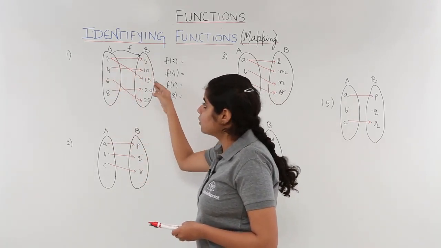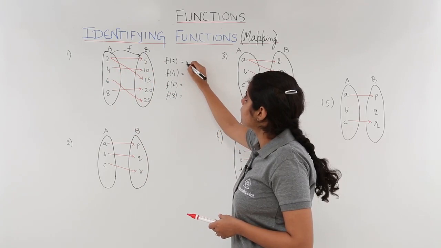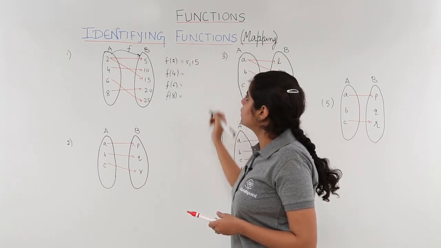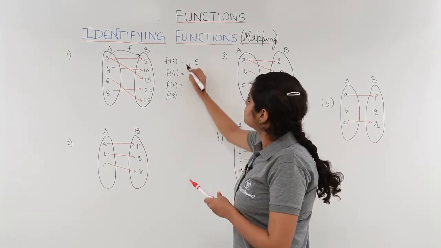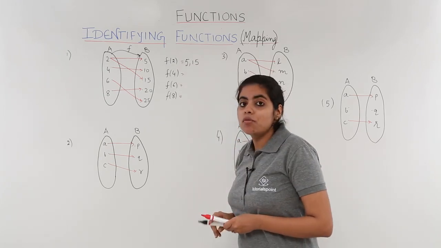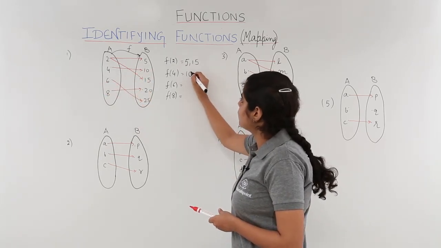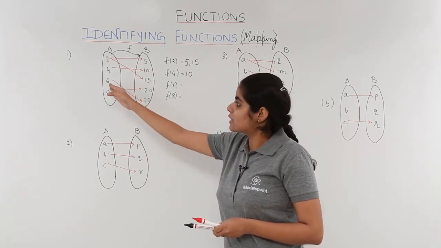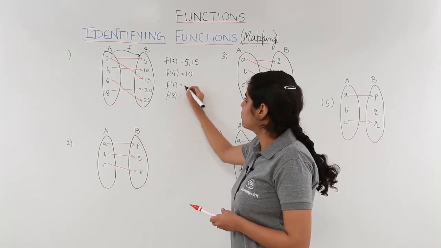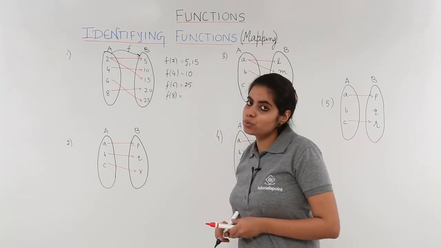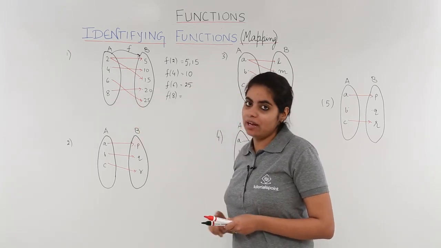For 2 we have both 5 and 15. For 4 we have only 10. For 6 we have 25, and for 8 we have 20.